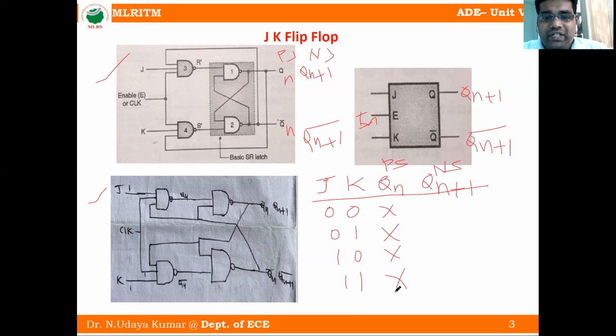Now what is the next state? When 0 0 is given, what is the next state? We will see one by one. Four cases are there. The first case is 0 0. What happens when 0 is given to J and 0 to K? We will see.